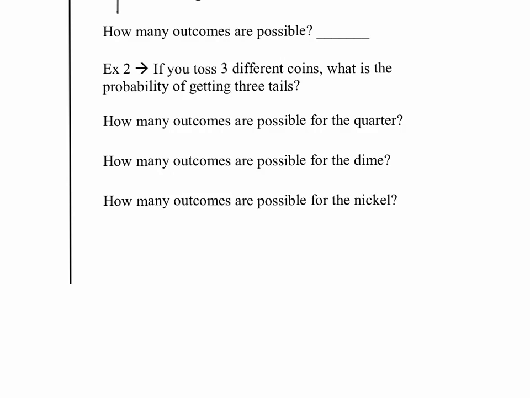How many outcomes are possible? That is correct. It is 8.